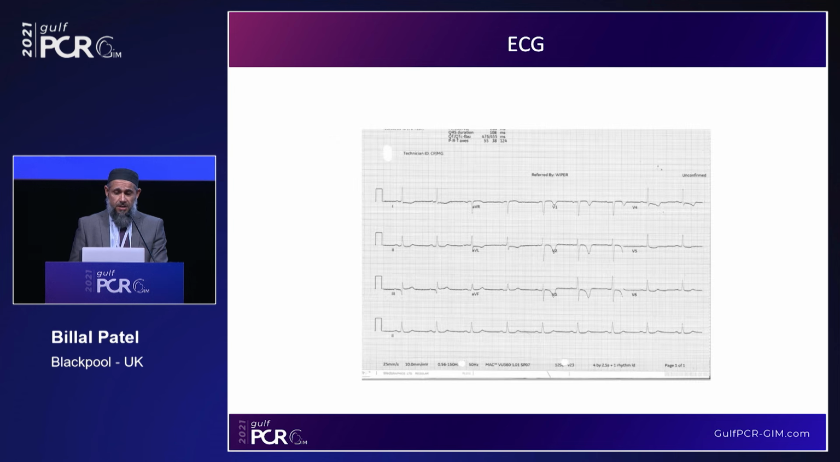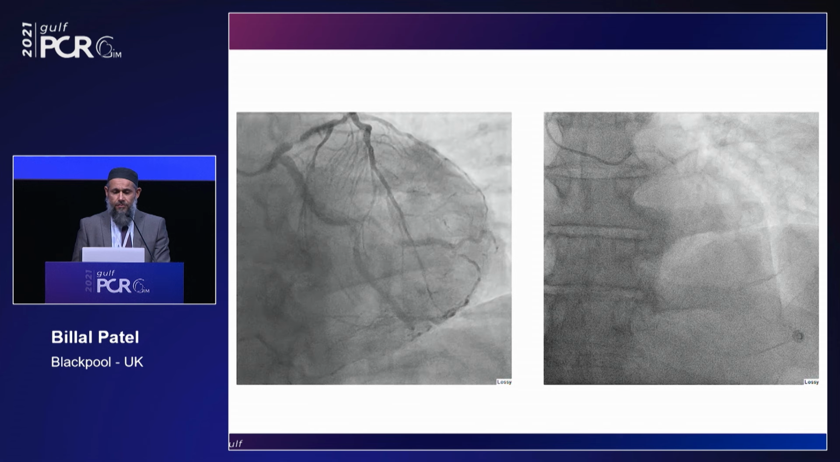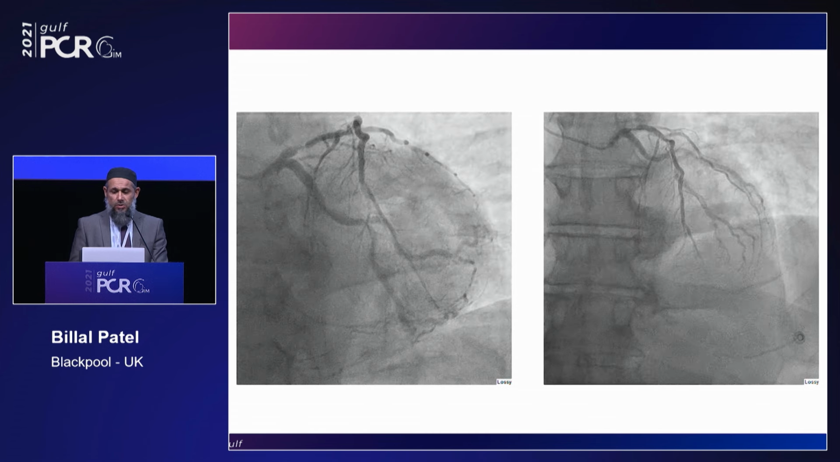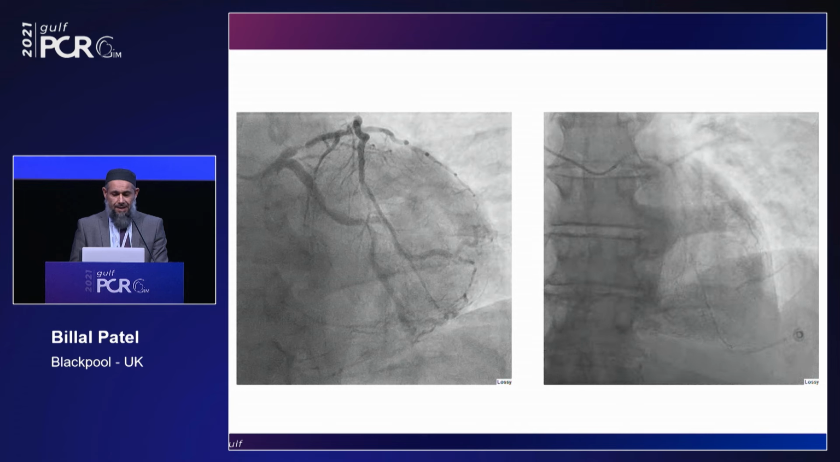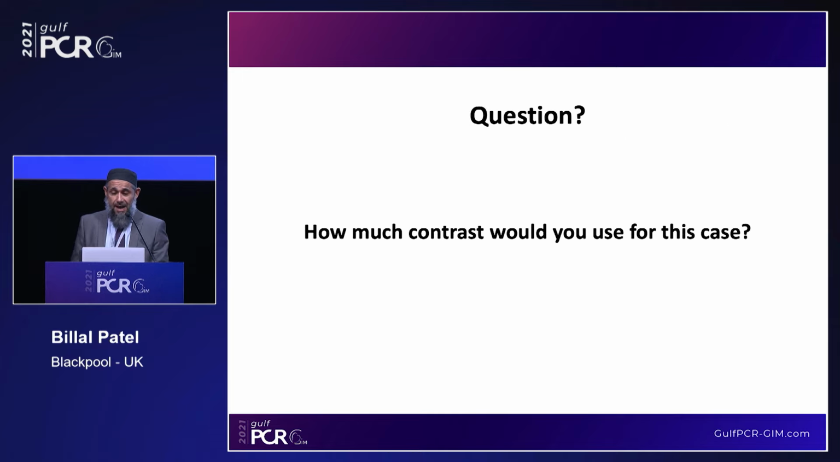This was his ECG, and this is the angiogram. So there's a chronic total occlusion of the right, but there's tight calcific stenosis seen of that proximal LAD. So he went for heart team discussion, high risk for surgery. His risk of developing contrast-induced nephropathy was 26%, assuming 100 mils of contrast use. The patient was accepted for high-risk ultra-low contrast PCI. So the question I'm going to ask the audience is, if you were to do this case, how much contrast would you use? Just hold that thought.